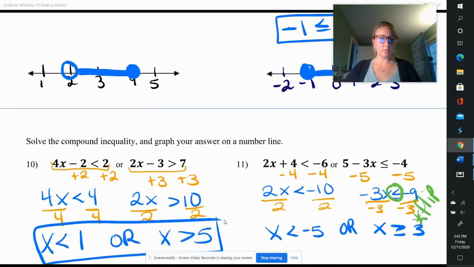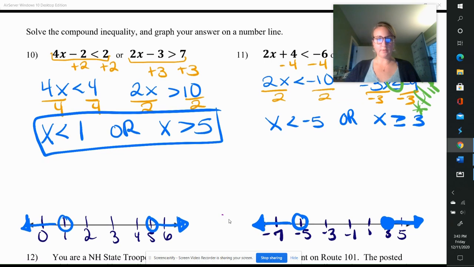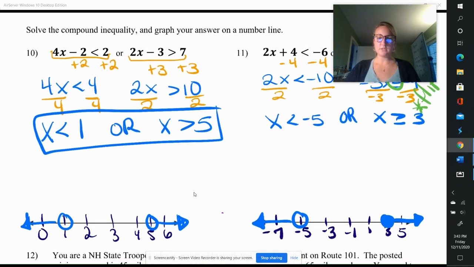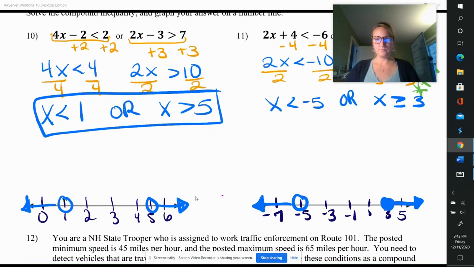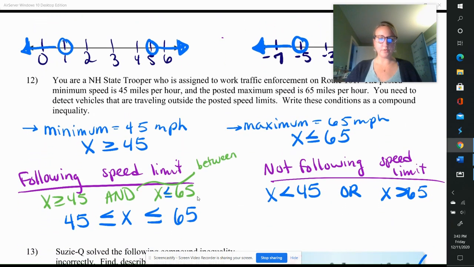And solving or inequalities, you solve them separately, and then you also graph them separately. It's either this or that. We can represent situations as compound inequalities, whether they're an and between two numbers, or whether it's this or that.